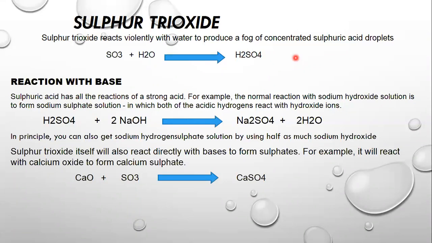This oxide is an acidic oxide. You have to justify it by reacting with water and reaction with NaOH. It reacts with a base like NaOH and gives you Na2SO4, that is sodium sulfate. In a similar way, it reacts with calcium oxide and SO3 to give you calcium sulfate.